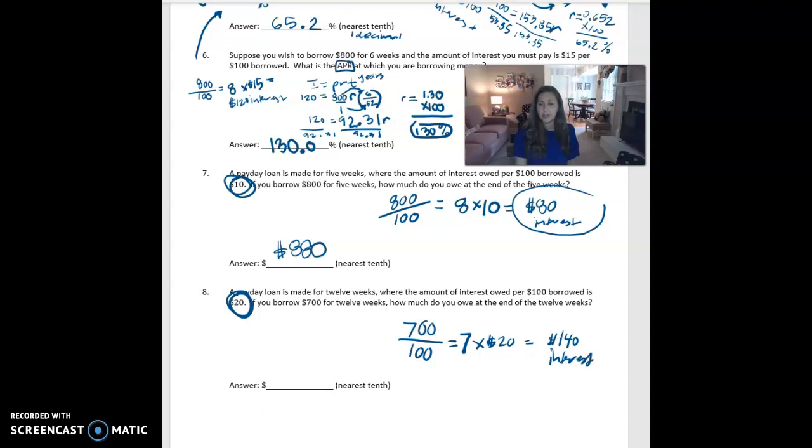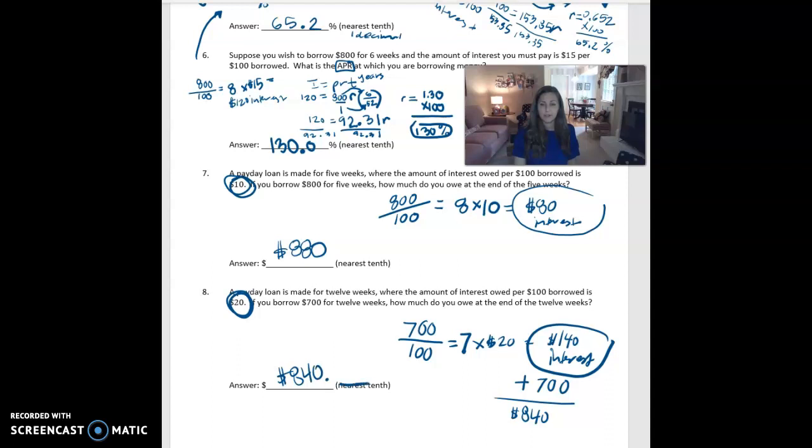Now, read the question carefully. Does it ask you for the interest, or does it ask you for the total? It says, how much would you owe at the end of 12 weeks? Well, you'll owe $140 plus the $700 that you borrowed. So altogether, you will owe $840. So the answer here is $840.